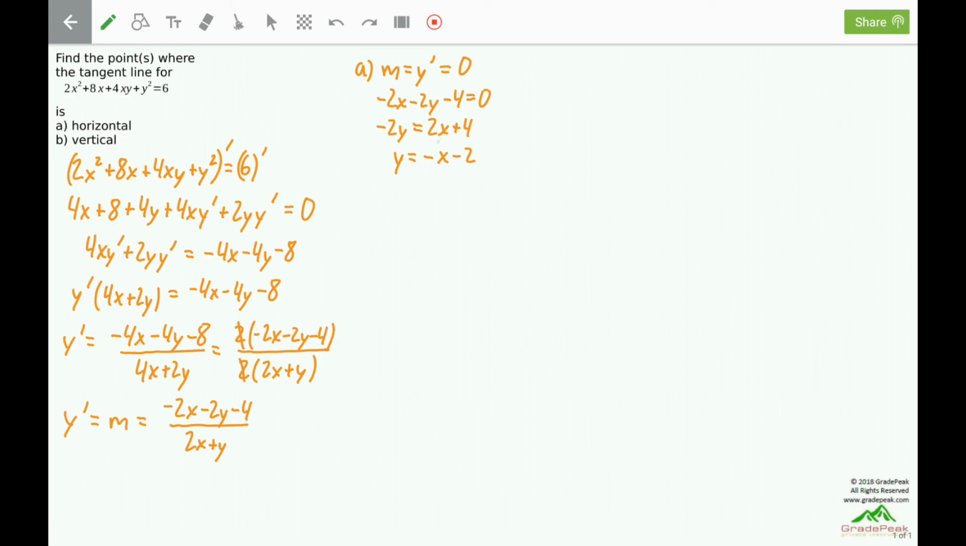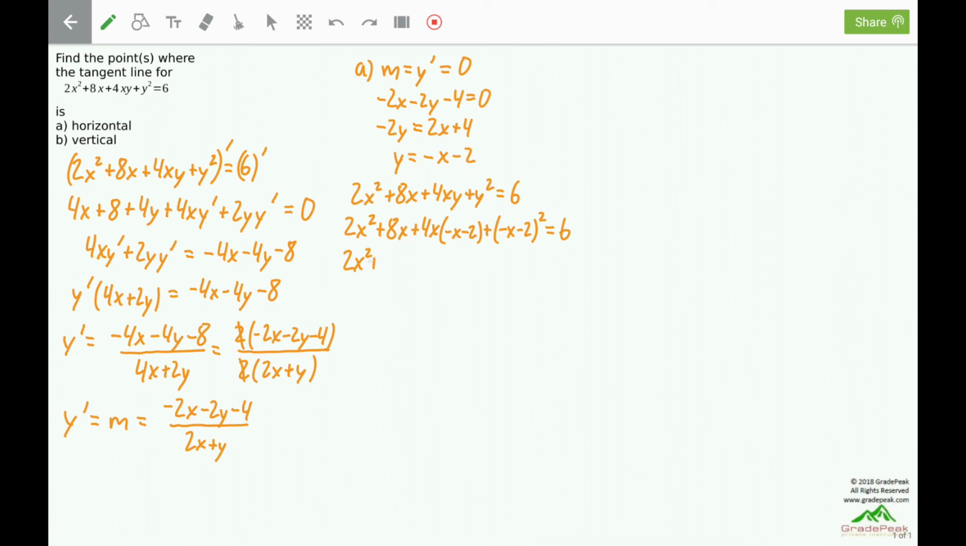To find the points, we need to take this relation and plug it into the original equation here, which is 2x squared plus 8x plus 4xy plus y squared equals 6. Everywhere we see a y, we will replace it with a negative x minus 2 from our relation. So that means 4x times y will be 4x times negative x minus 2, and then y squared will be negative x minus 2 squared. And all of this equals 6.